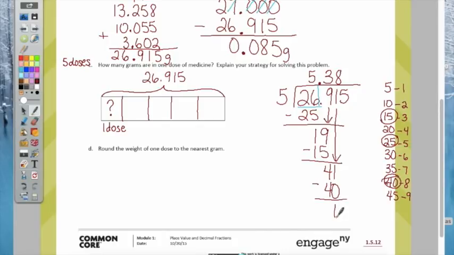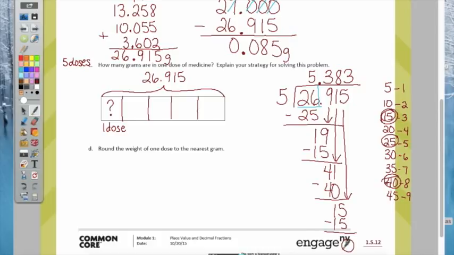Can I bring down the 5? Yes. How do you know? Because 1 is smaller than my divisor. And we've already used 15, so I'm going to circle it again. 3 in each group. Subtract 15. 0. Okay, so we have an answer. What was our strategy for solving it? Long division. We used long division to find that one dose contains 5 and 383 thousandths.